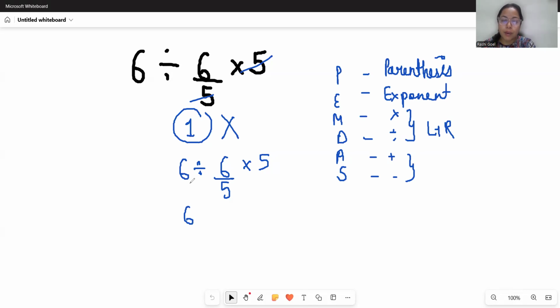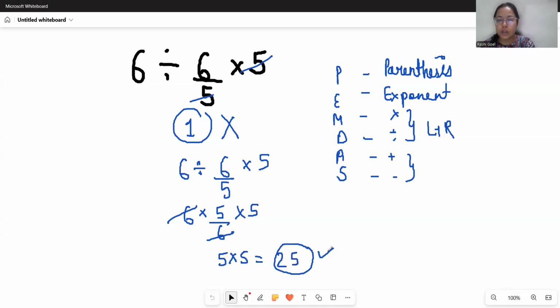So first solve the multiplications. So this division converts into multiplication and this becomes 5 by 6 times 5. Now we can cancel out this 6 with 6. So what is left? 5 times 5, that is 25. So what is the correct answer? 25, not 1. I hope it's clear and you find it useful.